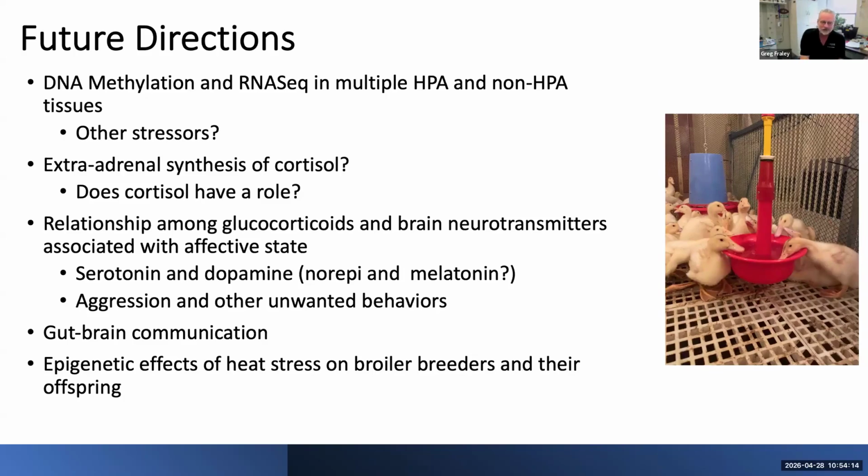We're also starting to look at the gut-brain communication with Josh Light down at the University of Arkansas. And this gut-brain axis is something that's very interesting and very annoying, because there's a whole lot of arm waving about it. That's a whole other story. And again, looking at these epigenetic effects.